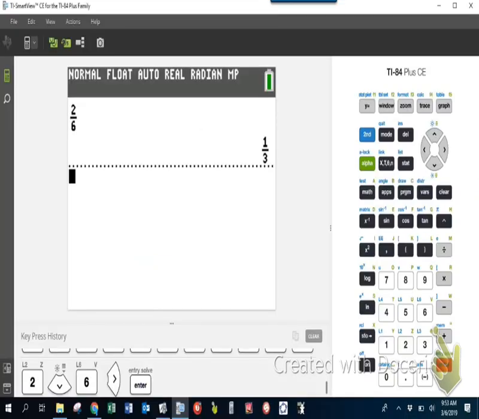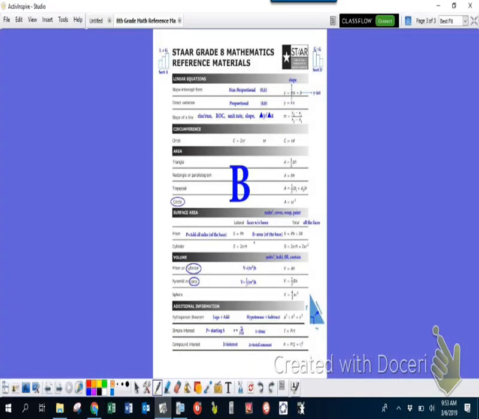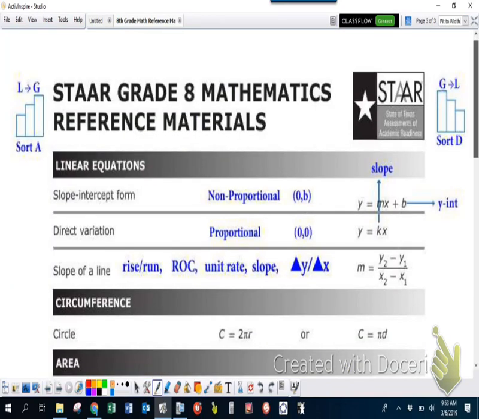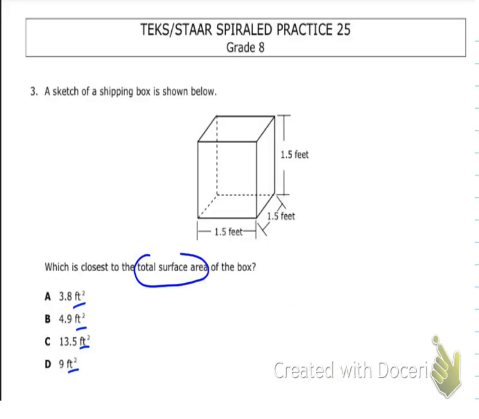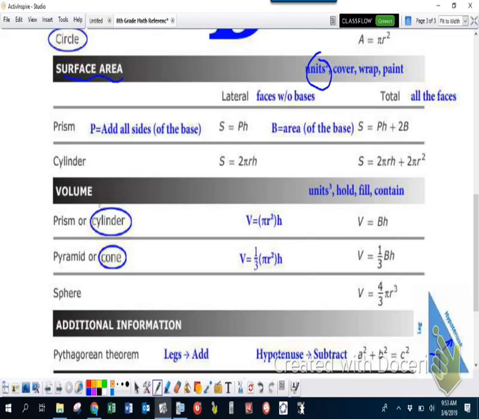Now, if I go to my formula chart, we're using this adjusted one for now. We want to go ahead and focus in on surface area. So notice surface area is in, this is the part I want to focus on, units squared. But right now, what I need to focus on is the shape. If I go back, it just says it's a box. But you should know that a box is a prism. So I need to focus here. Change the color on this. I need to focus here on the prism.